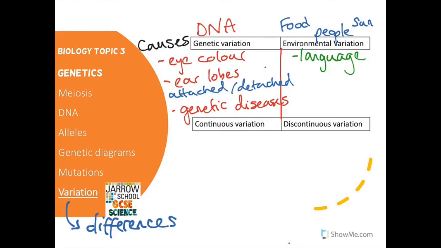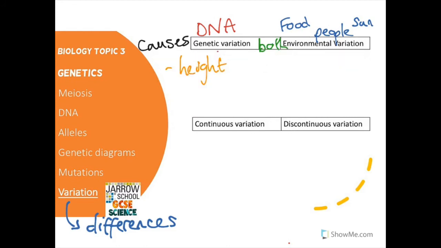So your environment causes difference in language. It can also cause things such as scars or tattoos. And finally, your haircut or your hairstyle. That is caused by things outside of the body. It's not caused by your genes at all. So the haircut you have is caused by the environment.